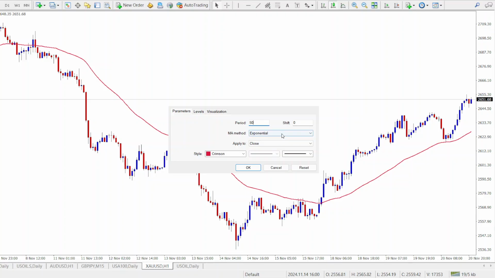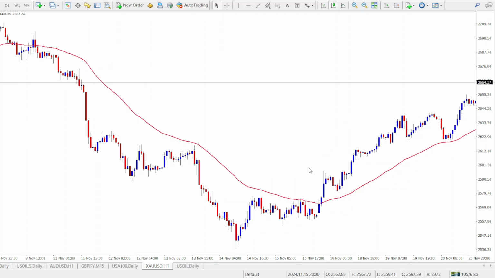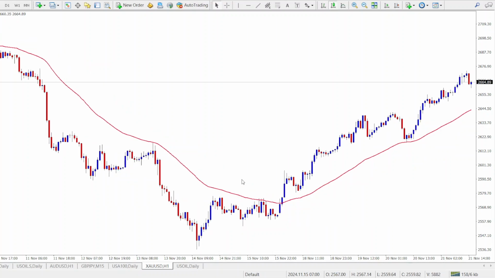This is the 50 period exponential, the MA method is exponential, applied to close, and then you can select the style that you want, and this is it. So EMA is an effective category of moving averages when it comes to breakout trading. Here's the trick. When the price breaks above or below a significant EMA, for example the 50 EMA, it could signal the start of a breakout.